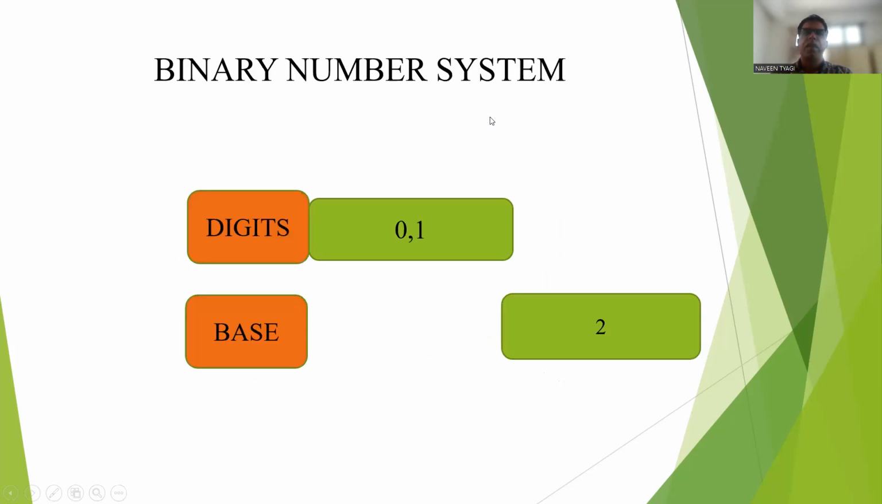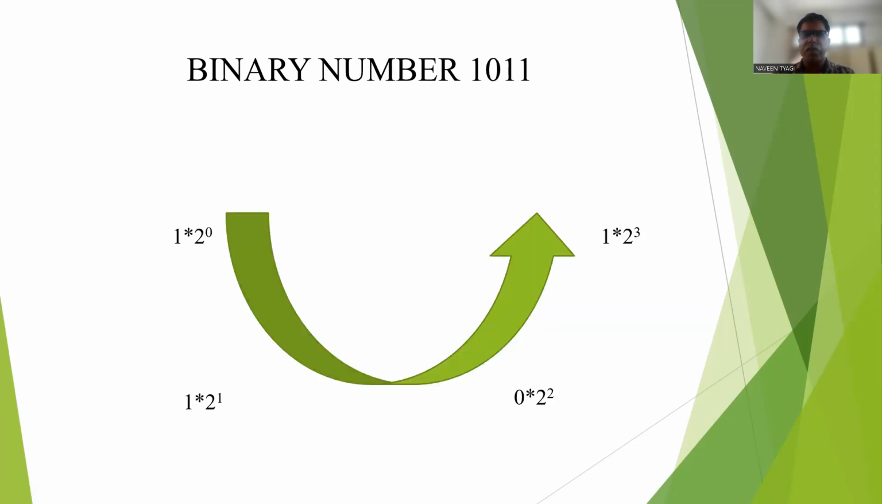Similarly, in the binary number system, we have two digits, 0 and 1, which has a base of 2. It is a binary number. For example, binary number 1011, where from the right side we start giving positions. 1 has a position of 0, and again 1 has a position of 1, 0 is at position 2, and the last is 1, which has a position of 3.